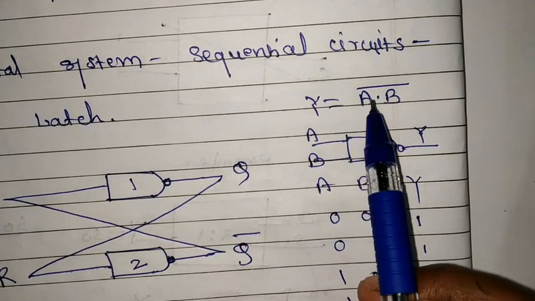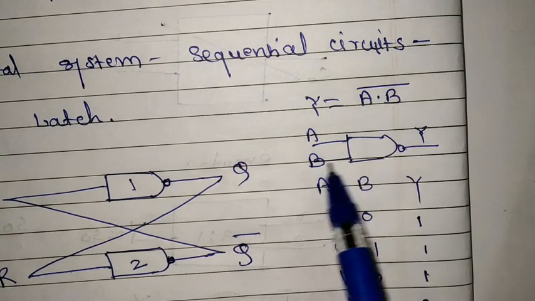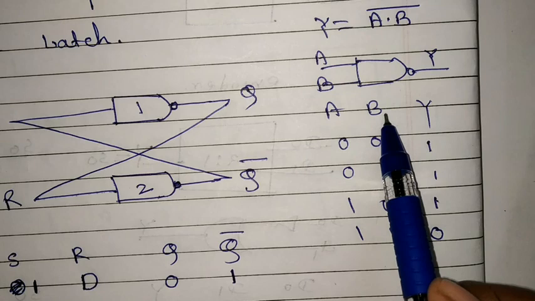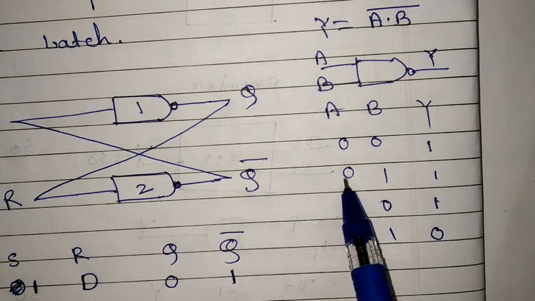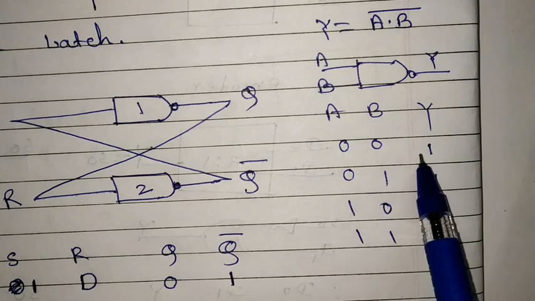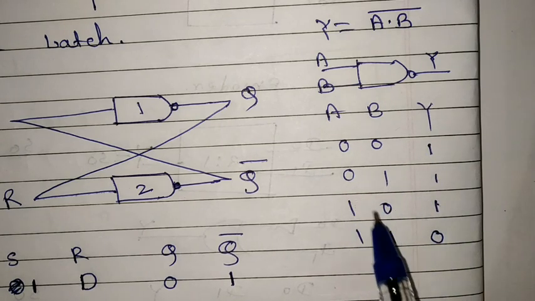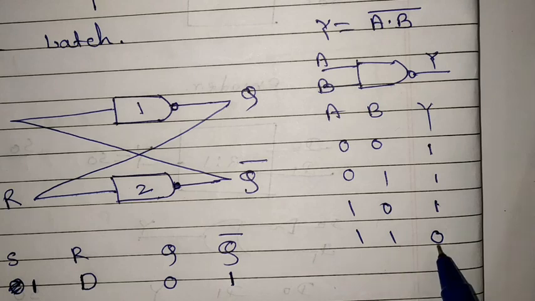So Y is equal to (A dot B) bar. So exact opposite operation of the AND gate. This is the symbol of NAND gate. Two inputs A and B, output is Y. So check the conditions. If both inputs are 0, output will be 1. In the next cases, 0 1, 1 0, output is 1, and both inputs are 1, output will be 0.